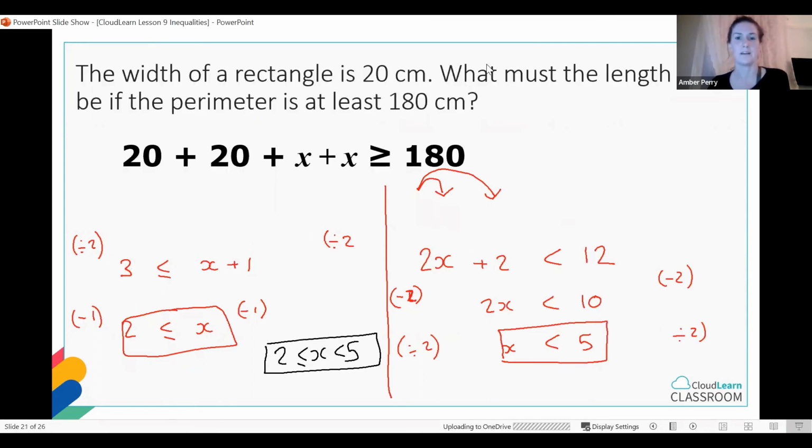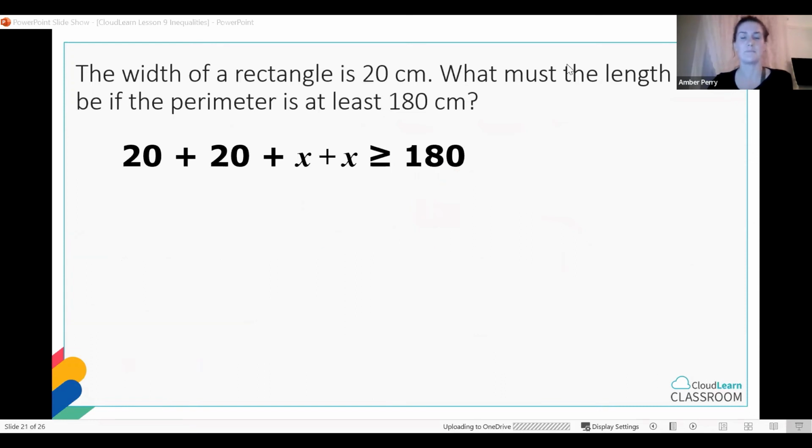Okay. Right. I wanted to have a look at a couple of problem-solving questions before we run out of time, hopefully. But I just realized that I've gone a bit far. So we've got this question here. The width of a rectangle is 20 centimeters. What must the length be if the perimeter is at least 180 centimeters?